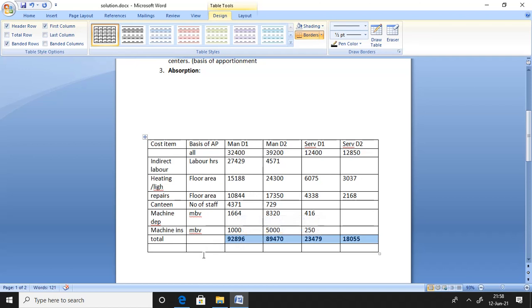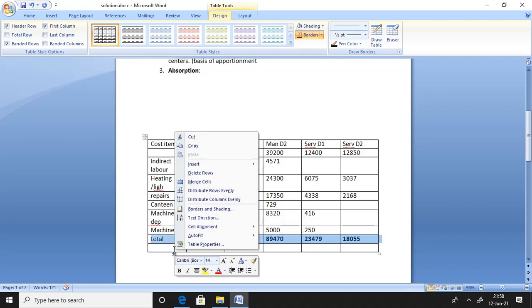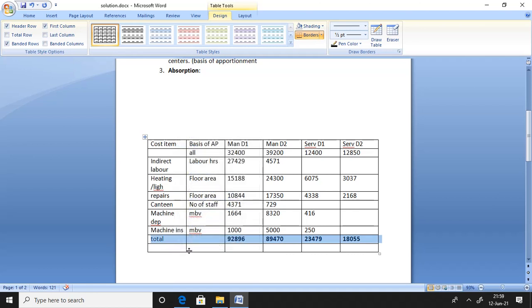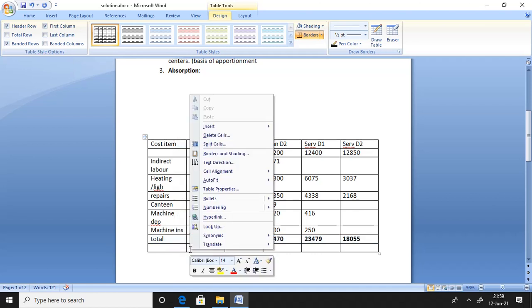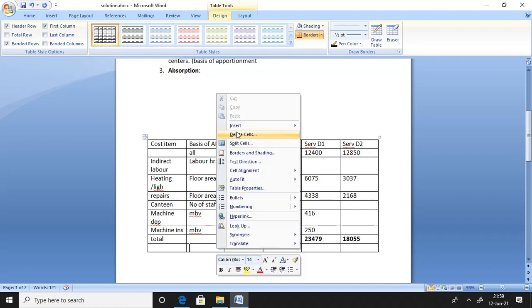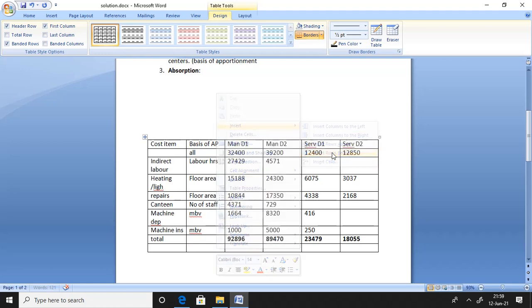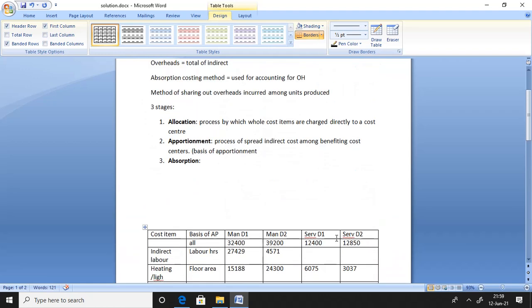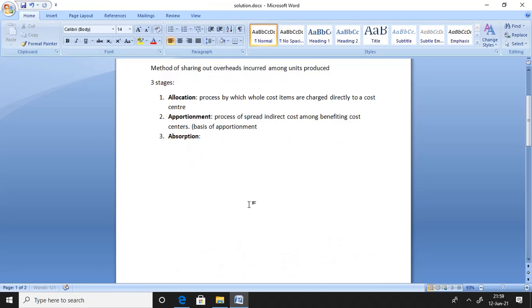Now remember what I said. Since there is no production that takes place in service centers or service departments, we have to take the cost for the service departments and spread them to the manufacturing departments. So this is what we're going to do. We just need some more rows down here, so let me push the table down.